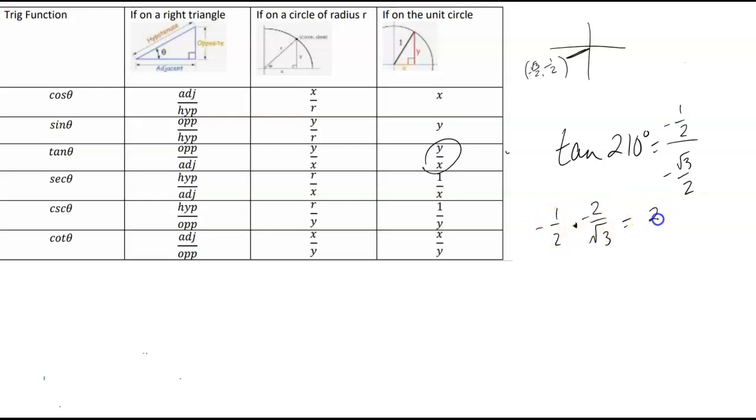And now I'm getting 2 over 2 root 3. Those 2's will reduce, so I have 1 over root 3. And I wish I could leave it alone, but I can't because there's a radical on the bottom. So times root 3 over root 3. So this problem is going to become root 3 over 3 as a final answer. And it will be positive because I had a negative over a negative.